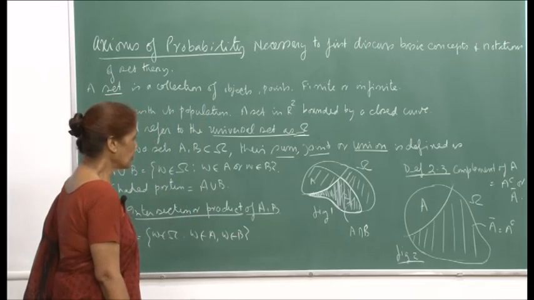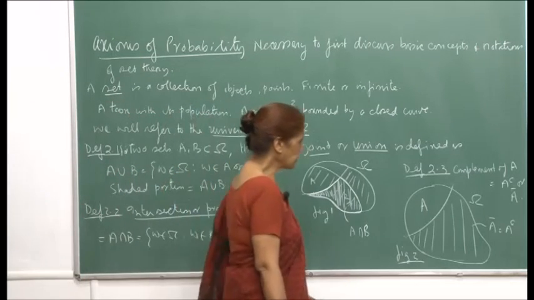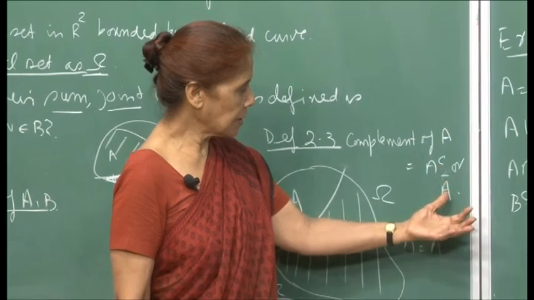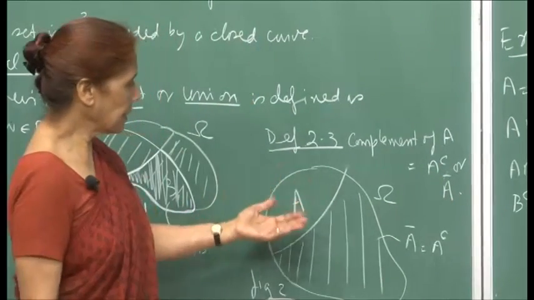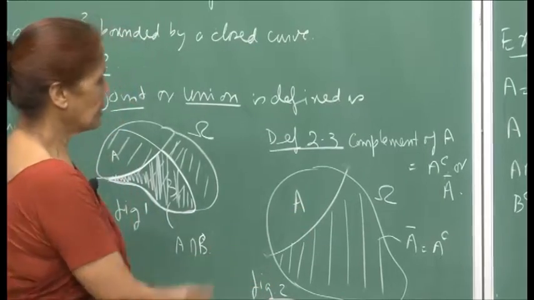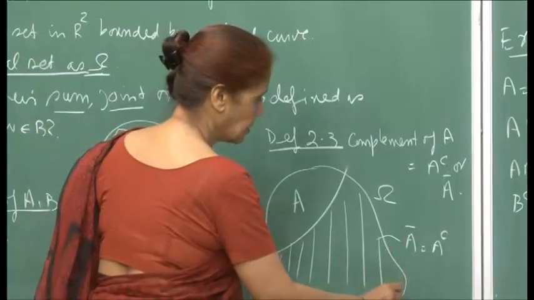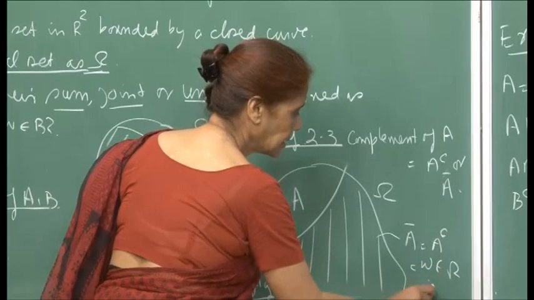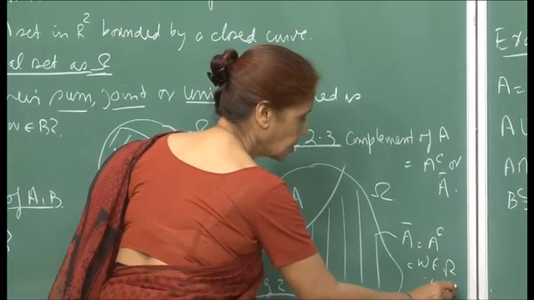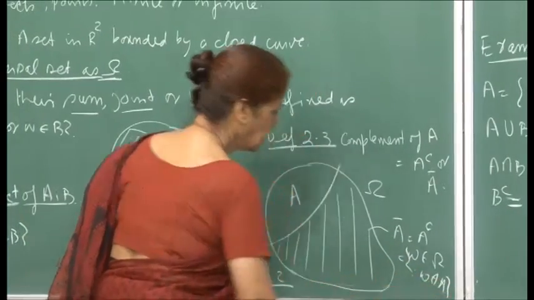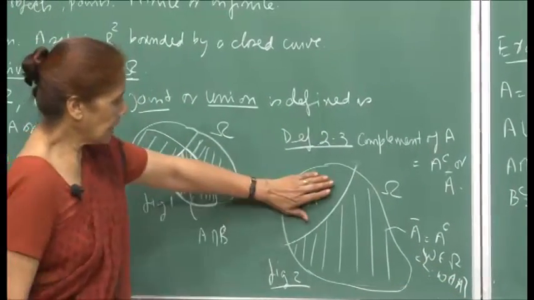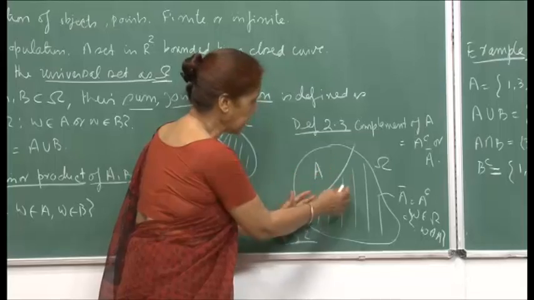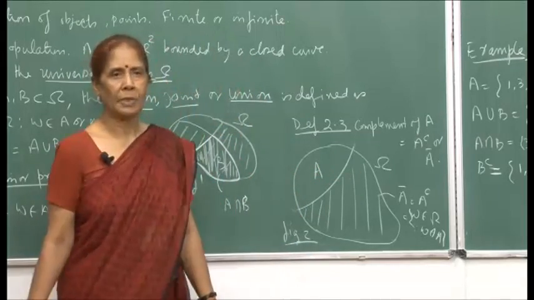Then similarly, we define a complement of a set A, and we denote it by A C or A bar. So, this A complement is all omega belonging to omega such that omega does not belong to A. This is the idea, right. So, if this is your A and this whole is omega, then all elements which are not in A form the set A complement. Okay.